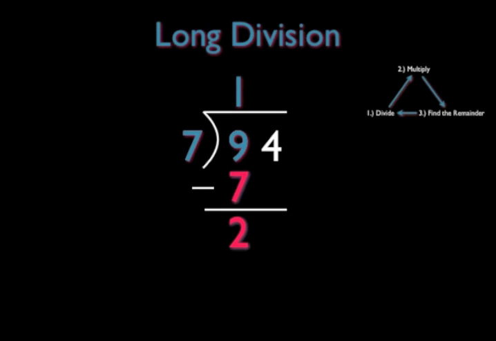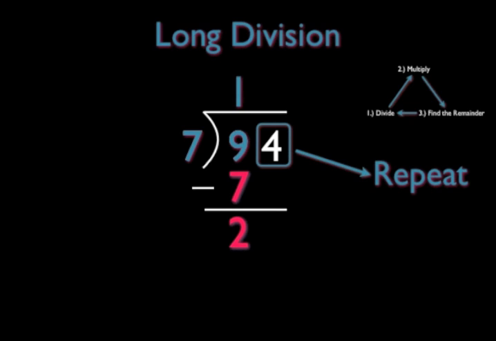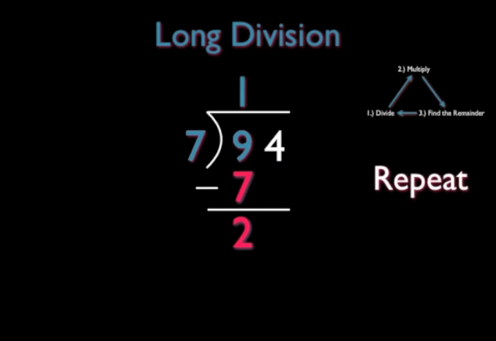Next up, the ones place. I haven't done anything with the 4 from 94, which means I need to go ahead and repeat the division process. So, here we go. The first thing I need to do is regroup the 4. I put it next to the 2, which gives me 24. Essentially, 24 is the amount that I have left over to divide. So let's go ahead and take a look at that.